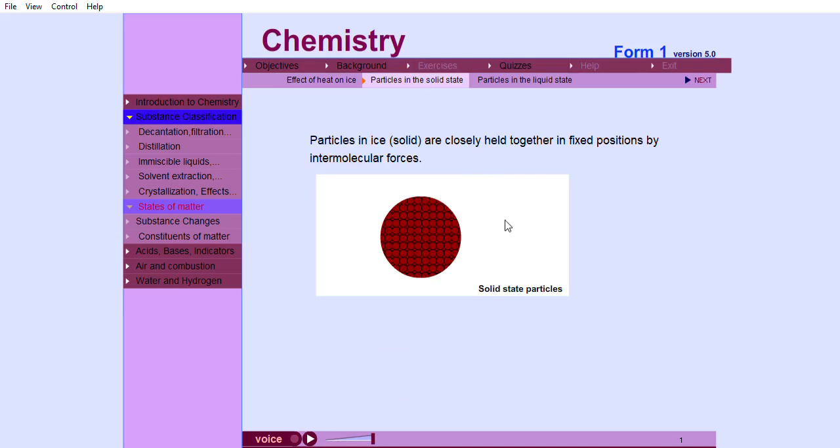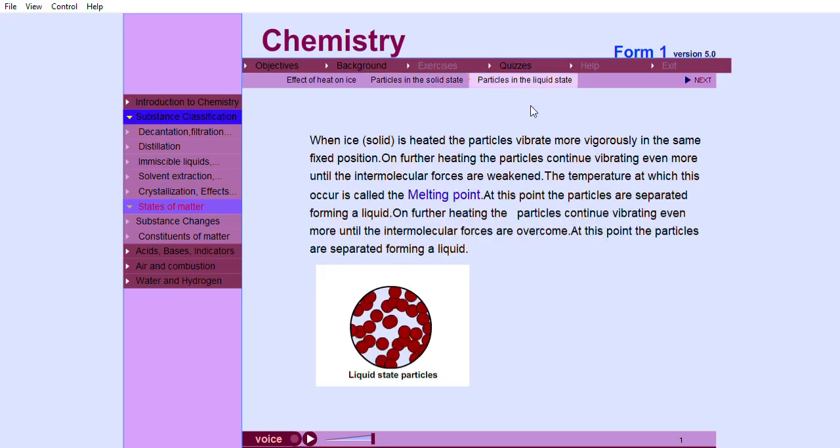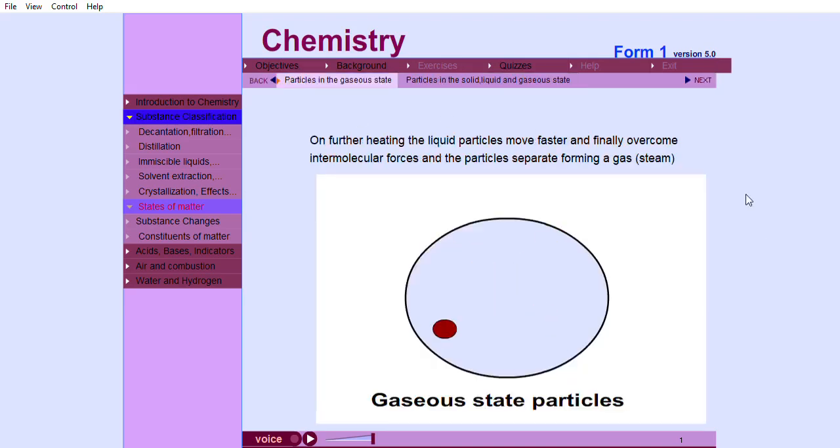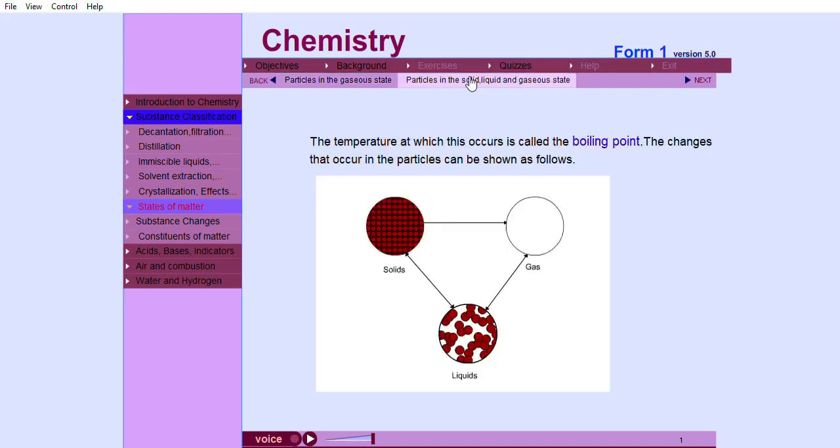The three states of matter are solid, liquid, and gas. In each of these three states, the particles are arranged differently. In the solid state, the particles are closely held together. In the liquid state, the particles are farther apart and move much faster than in solids. In the gaseous state, the particles are very far apart and vibrate faster than in liquid states. The temperature at which this occurs is called the boiling point.